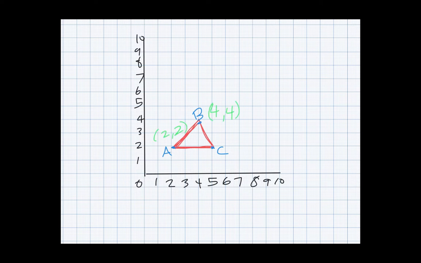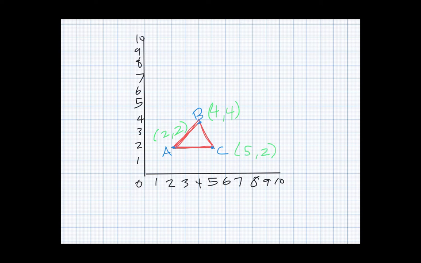So what we have here is we went over 2, up 2, so it's 2, 2. For B, we went over 4, and we went up 4, so 4, 4. And for C, we're going to go over 5 and up how many? 2. So let's label that 5, 2.